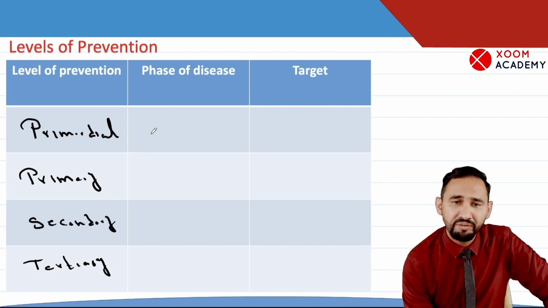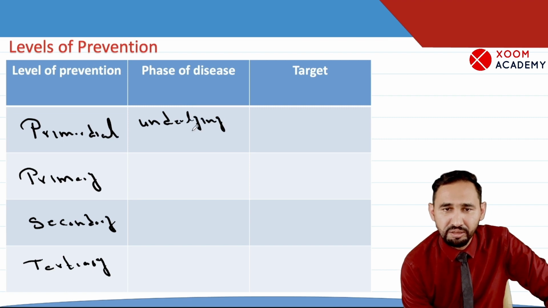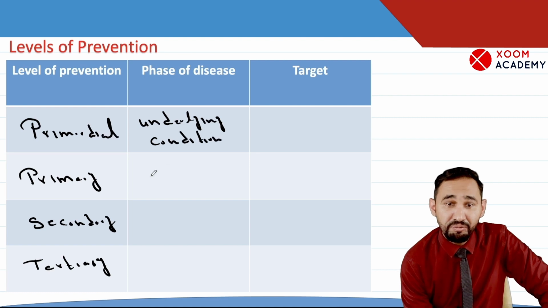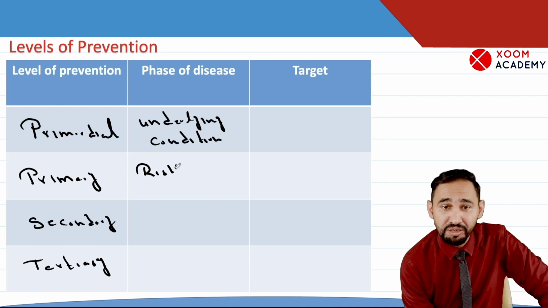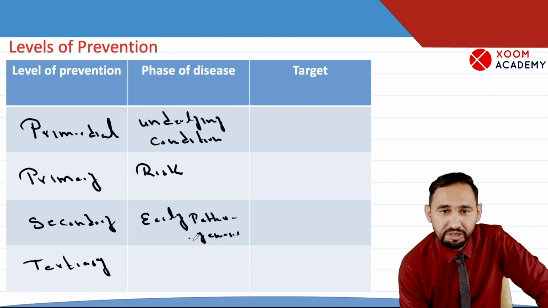Primordial prevention, phase of disease is underlying condition. We have to stop underlying condition which causes the disease. And in primary prevention, phase of disease is risk factor. We have to stop the risk factor from progression. Then in secondary prevention, the phase of disease is early pathogenesis. Then in tertiary prevention, the phase of disease is late pathogenesis.